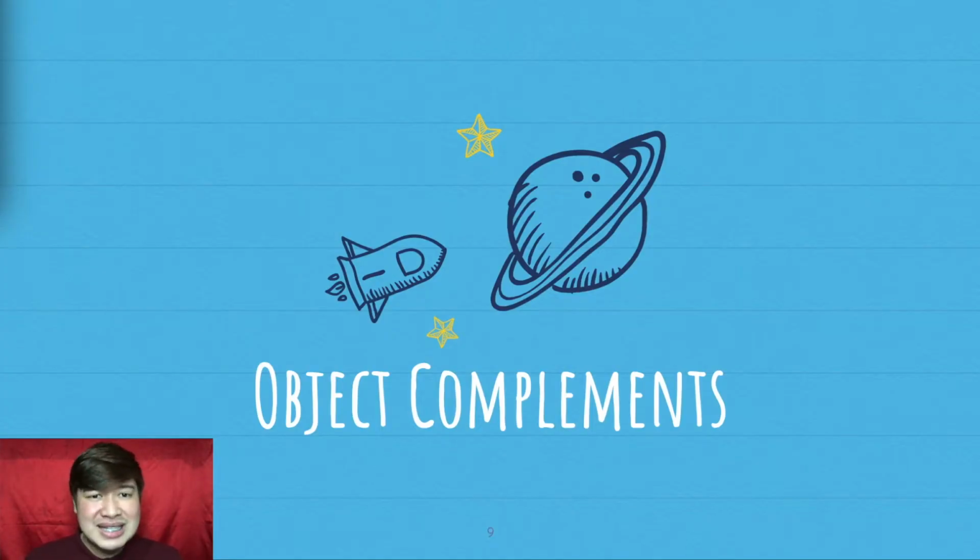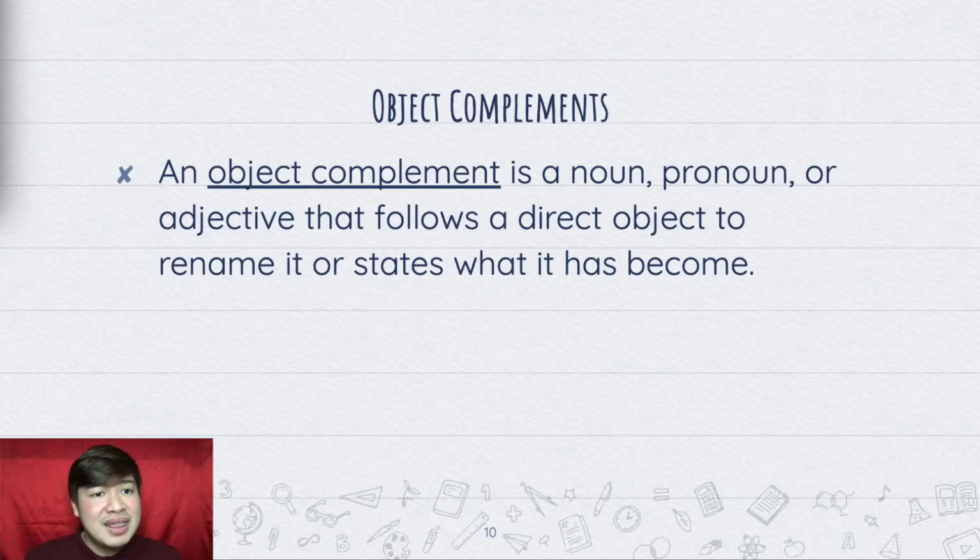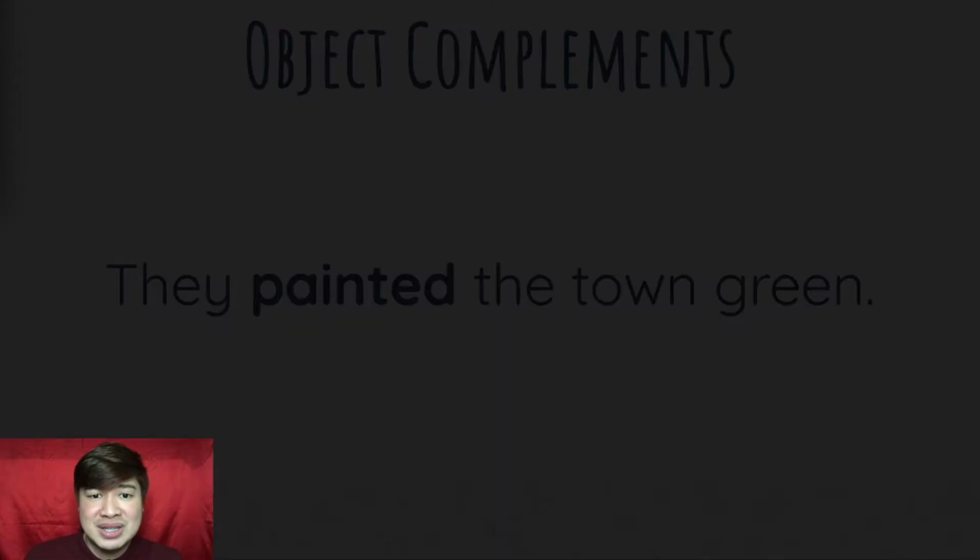Now, what is the object complement? The object complement is a noun, pronoun, or adjective that follows a direct object to rename it or states what it has become. Unlike the subject complement that identifies or describes the subject, the object complement now describes or identifies the object. Now let's look at some examples.